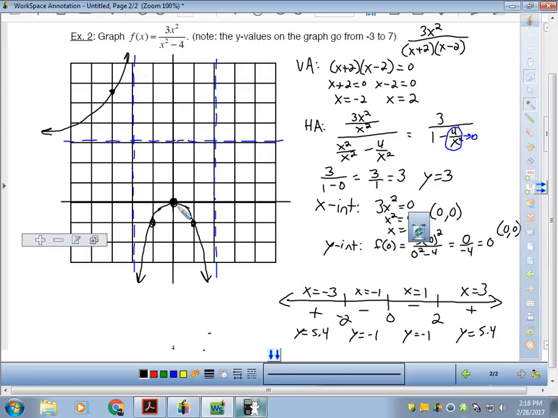Something like that. And then lastly, after 2, it tells us we're always positive. When the x is 3, we were up at 5.4, so up here somewhere. And so we're just going to go through that point and then flatten out near that asymptote. So that way we stay up here where we'll always be positive. And so there is our sketch of that graph.